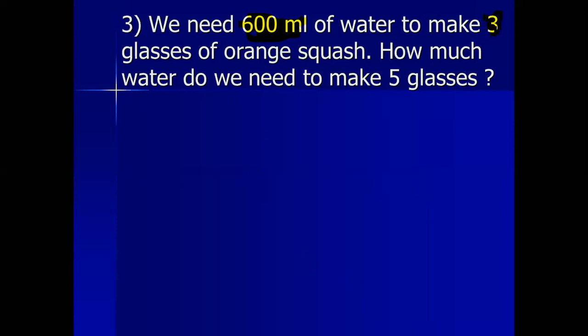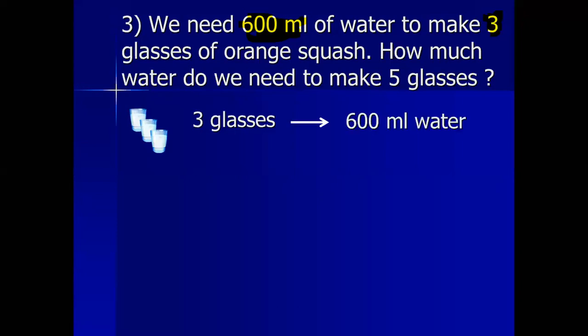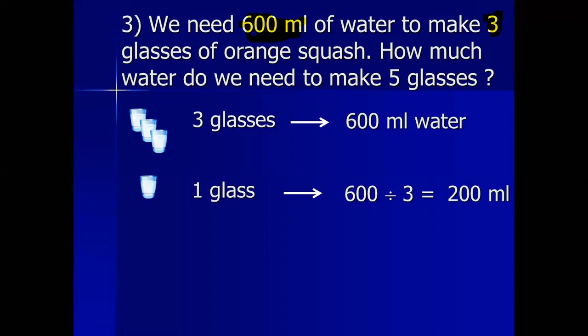So if you see the question for the first time, I will do one division to find the amount of water needed to make 1 glass. So it will be 600, the total amount, divided by how many glasses we can make. 600 divided by 3 is 200. 200 for only 1 glass.